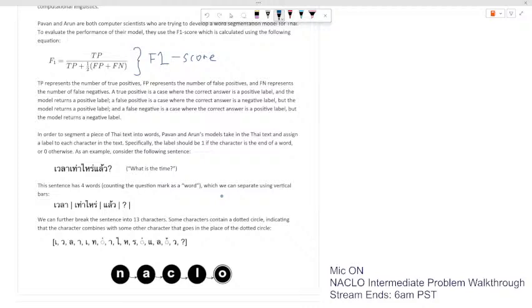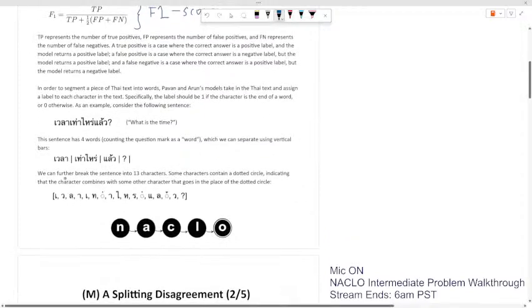In order to segment a piece of Thai text into words, Pavan and Arun's model takes in the Thai text and assigns a label to each character in the text. Specifically, the label should be 1 if the character is at the end of a word, or 0 otherwise. As an example, consider the following sentence. What is the time? This sentence has 4 words, counting the question mark as a word, which we can separate using vertical bars. We can further break the sentence into 13 characters.